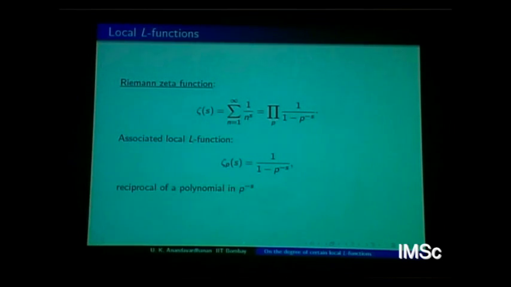Let's start from the simplest of L-functions, the Riemann zeta function. When real part of s is greater than 1, it's defined as summation 1 by n power s, which has the Euler product expansion. So there is this local in my title, and I just want to give some examples before we start. So this has the Euler product expansion as 1 by 1 minus p power minus s. And the associated local L function at prime p is just this, which is 1 by a polynomial in p power minus s. And as a polynomial in p power minus s, it's a linear polynomial. It's a polynomial of degree 1. This is the degree that I am talking about in the title.